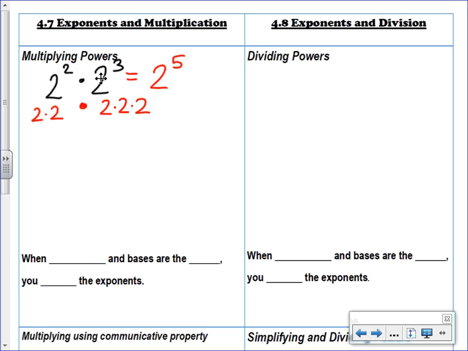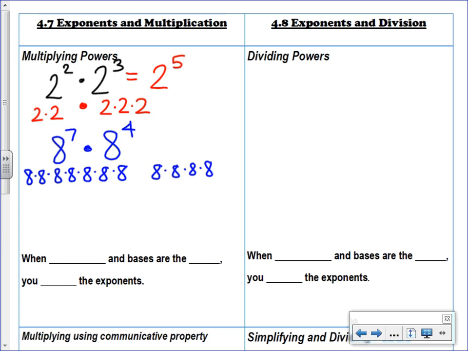Let's try another example. Let's say it's 8 to the 7th times 8 to the 4th. So this is 8 7 times: 1, 2, 3, 4, 5, 6, 7. This one's 4 times: 1, 2, 3, 4. With a multiplication sign in between. So that's 1, 2, 3, 4, 5, 6, 7, 8, 9, 10, 11. So this is the same as 8 to the 11th.